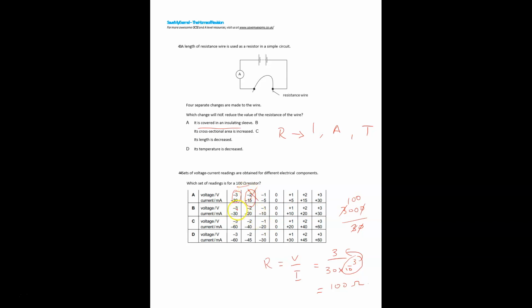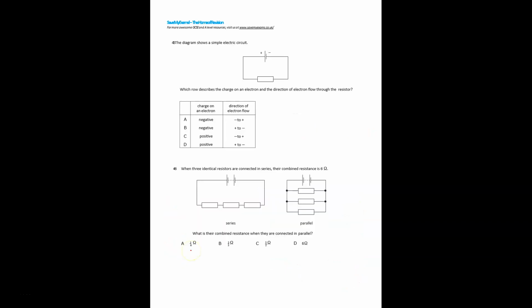But check here, 3, 30, 2, 20, 1, 10, same values. 1 and 10, 2 and 20, 3 and 30. But these values are all given in milliamperes. So option B is right. If you divide these two values, you will get 100 ohms. What is the formula? Voltage divided by current. And don't forget to change milliampere to ampere. Next question.